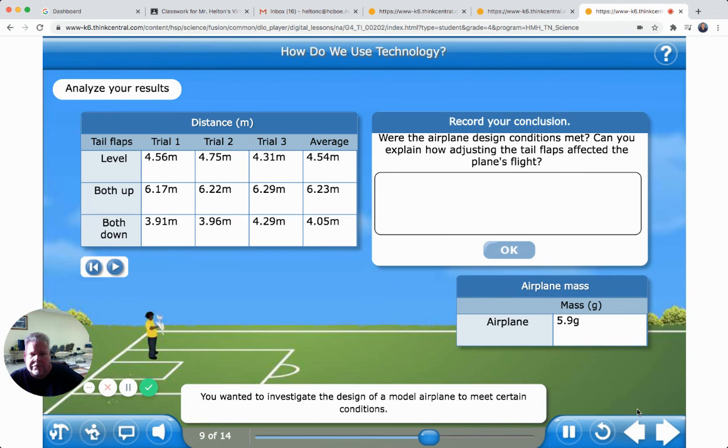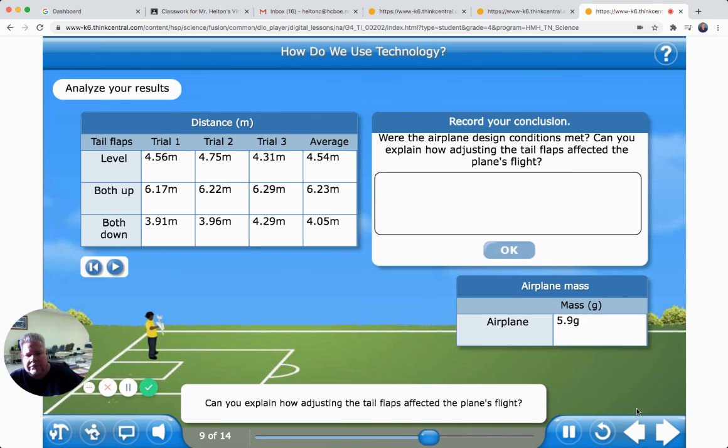You wanted to investigate the design of a model airplane to meet certain conditions. Its mass had to be no more than 6 grams, it had to fly at least 4 meters, and it had to be possible to make the plane lift or descend by adjusting its surfaces. Were these conditions met? Can you explain how adjusting the tail flaps affected the plane's flight? Type your conclusions in the box, then click OK.